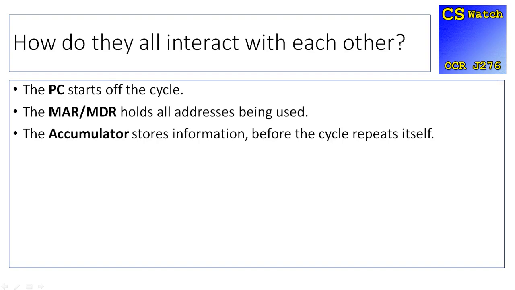So, how do they all interact together? The program counter starts off each cycle, because that holds the memory address for each cycle. Once the PC's got the memory address, that passes information over to the MAR and MDR, which then hold all the addresses being used. So it goes from the PC to the MAR and MDR to get the information, and the accumulator does all the maths, and then it goes round on a cycle again. So it goes program counter to start off the cycle, the MDR and MAR get all the information, sends it to the accumulator, and then this loop just keeps repeating and running on and running on.